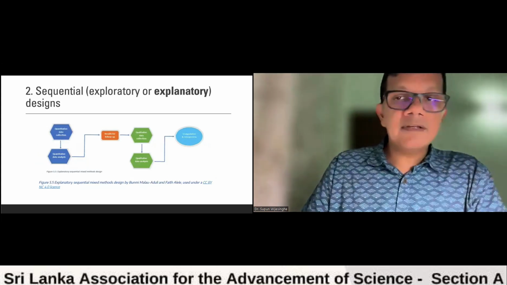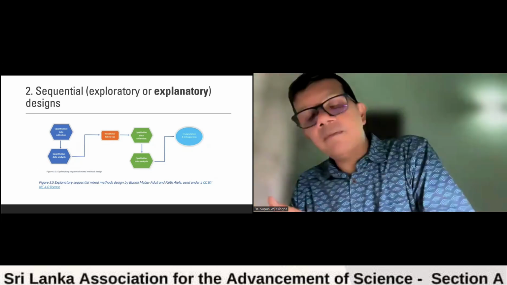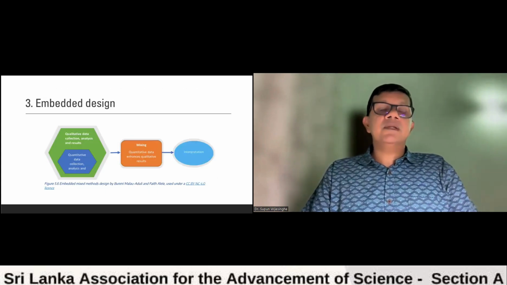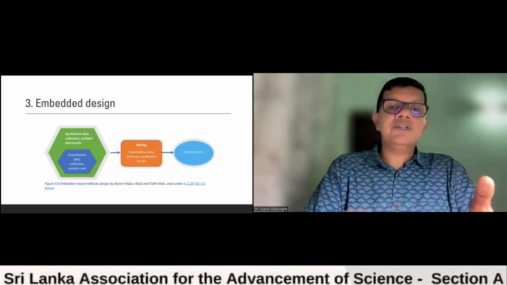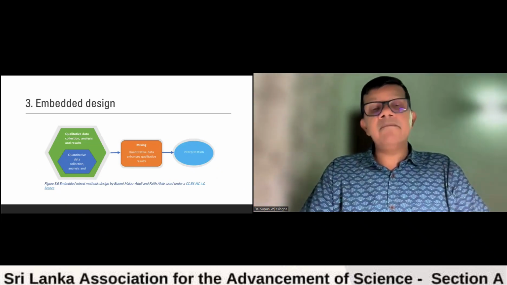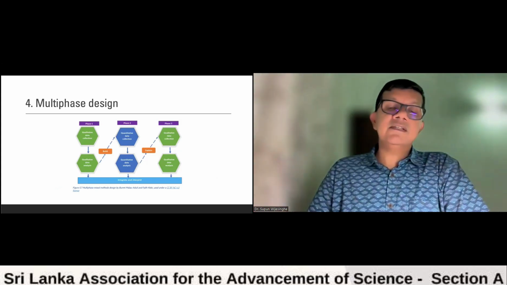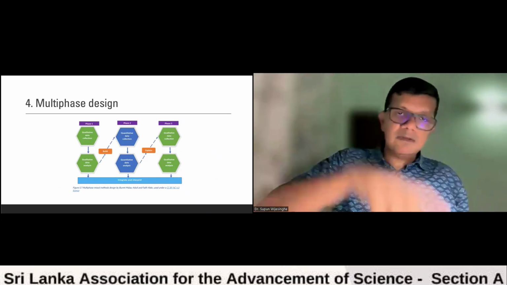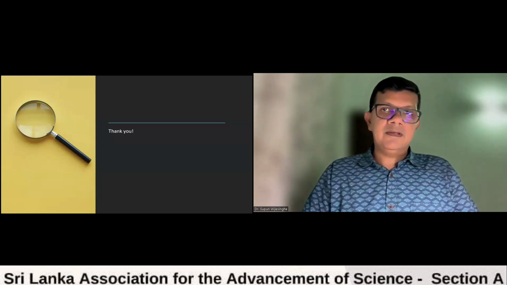Then you have an explanatory type, where you do quantitative data and then you come up with qualitative explanations for that. And then you have embedded design. In the same study, you have a qualitative part and a quantitative part. So this is called embedded design. Then multi-phase, you have similar sorts of designs, and you have a big research study with alternating qualitative and quantitative components.